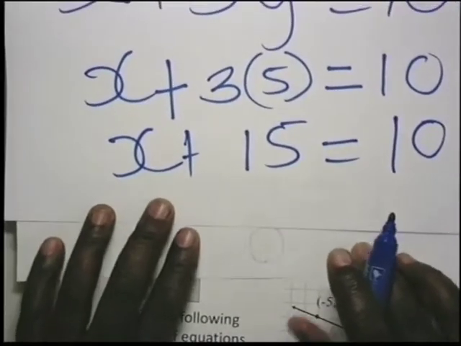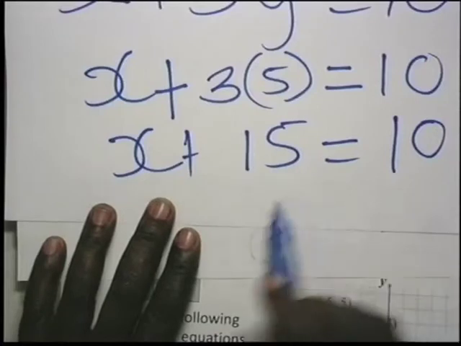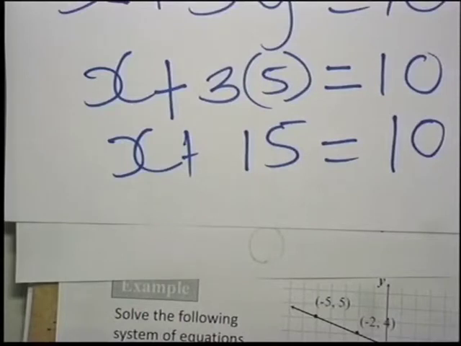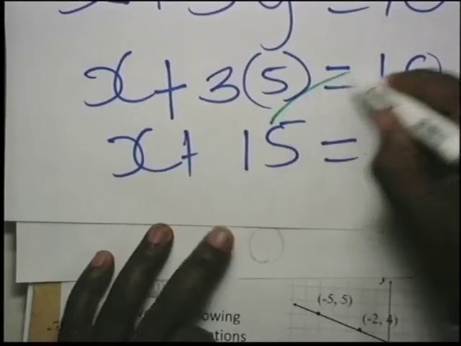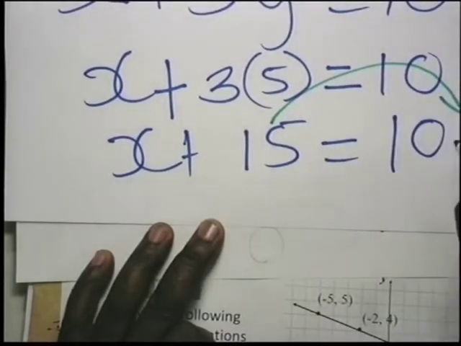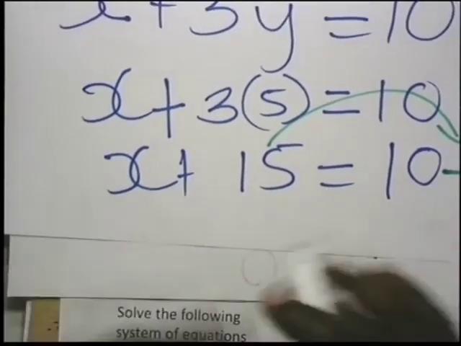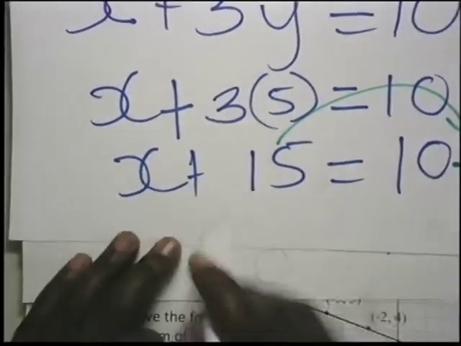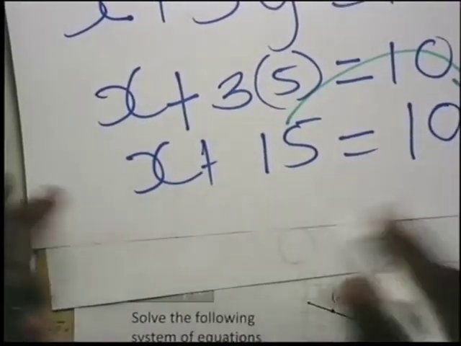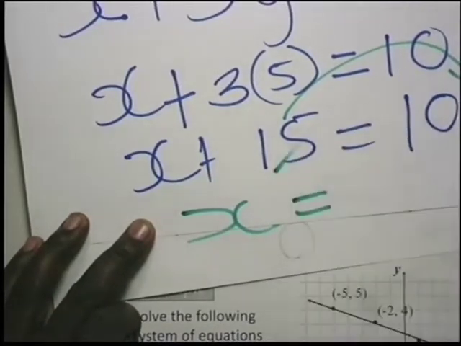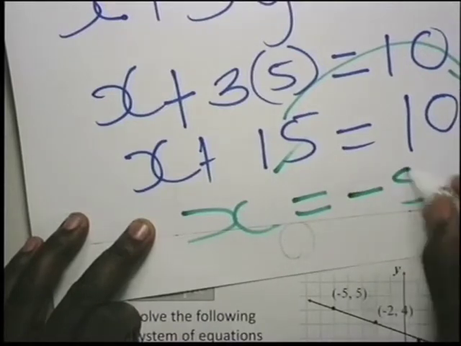Now, what happens if I take my 15 to the other side? My x is already positive and it should remain a positive number. Therefore, I'll take my 15 to the other side of the equation, where it will become minus 15, because a number, when it crosses an equal sign, will change its sign. So this side I'll remain with x is equal to 10 minus 15, which gives us minus 5.